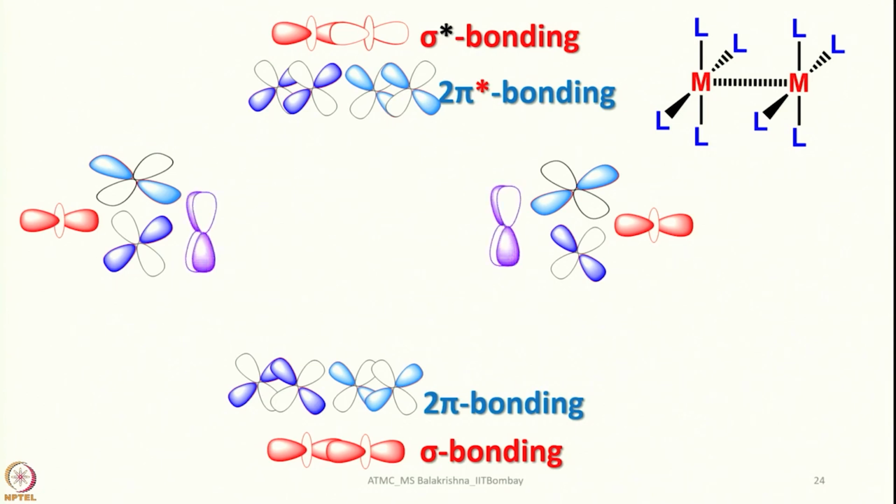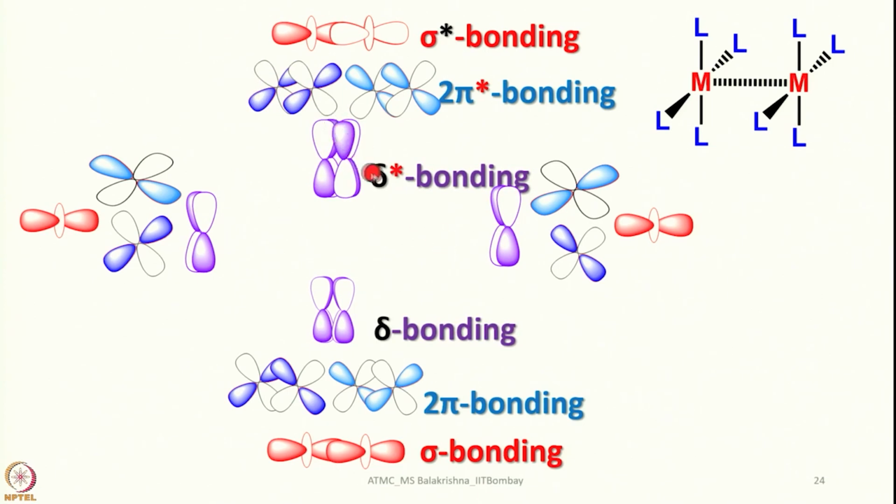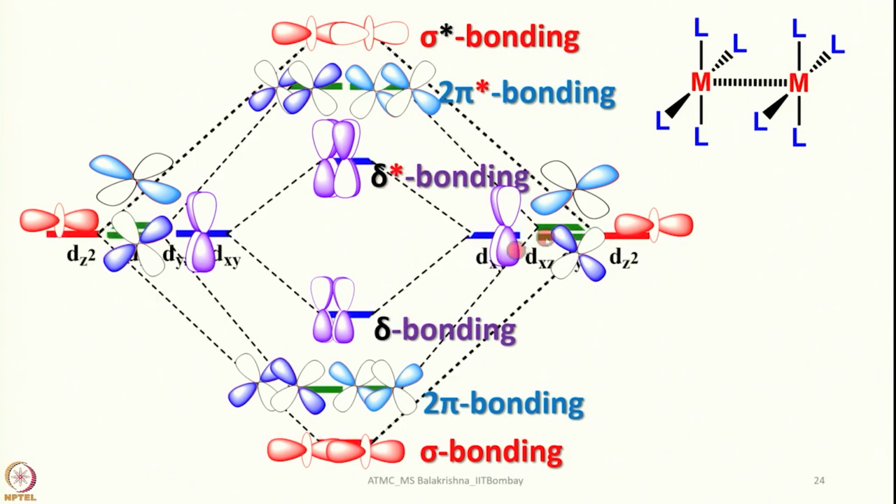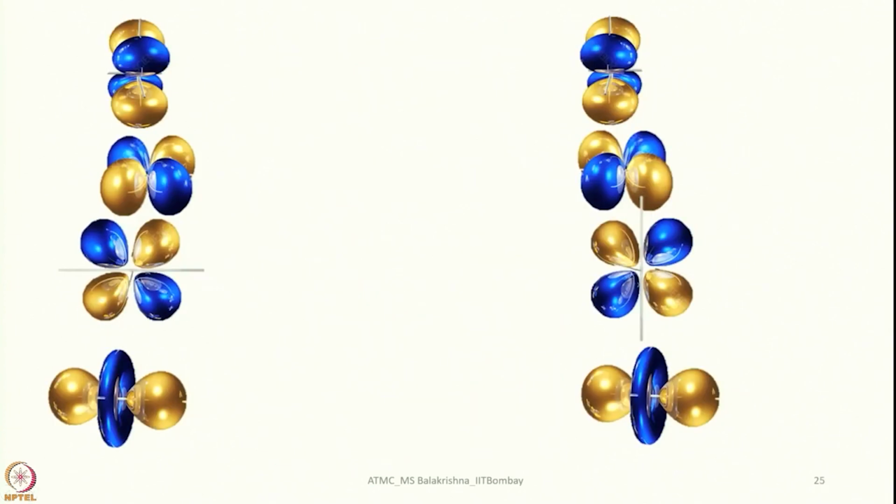Now consider dxy, and this dxy will be forming delta and this will also be delta. This is sigma bonding and this is delta anti-bonding. This is delta bonding, whereas this one is delta anti-bonding. So this is how you can explain quadruple bonding here. If 4 electrons are there, 1, 2, 3, 4. So here 2 electrons are there, here 4 electrons are there, here 2 electrons are there, 8 electrons are there. Here we do not have any electrons. So bond order would be 8 minus 0 by 2. So that is 4 bonds. So that explains the delta bonding or quadruple bond between 2 rhenium atoms.